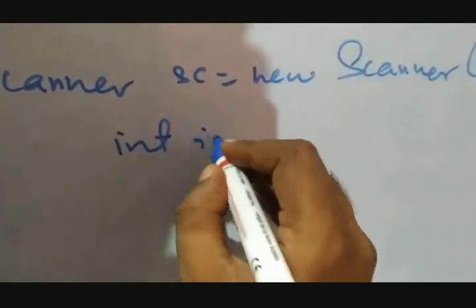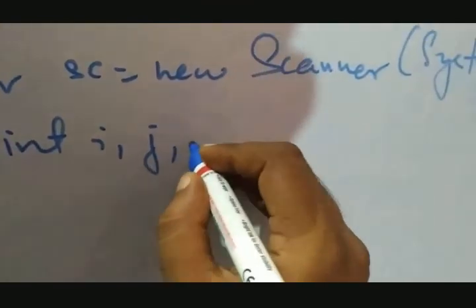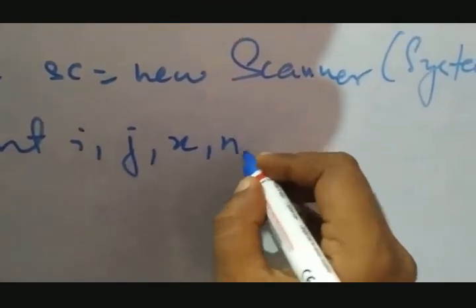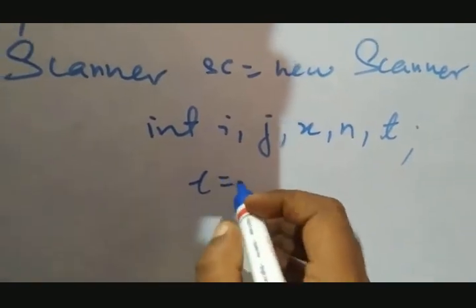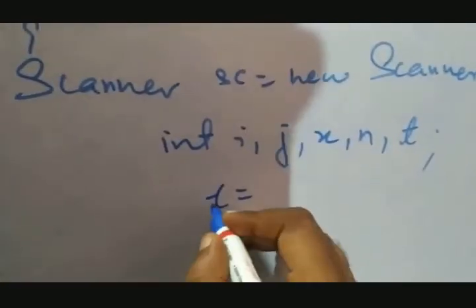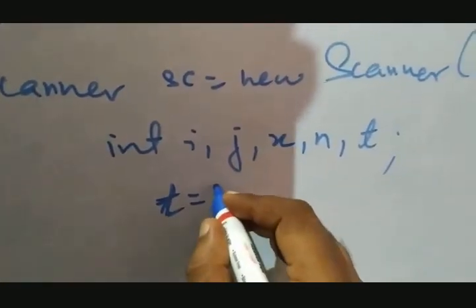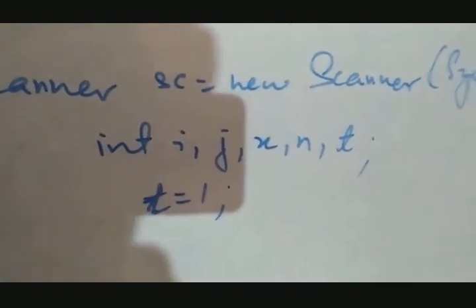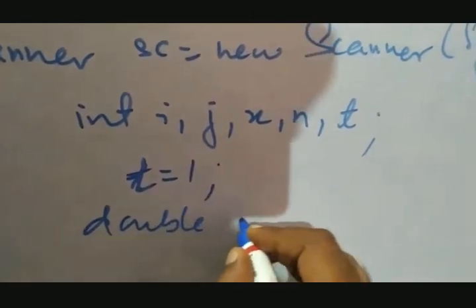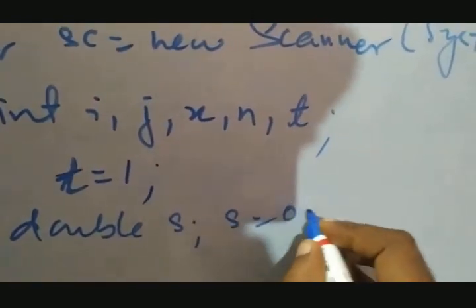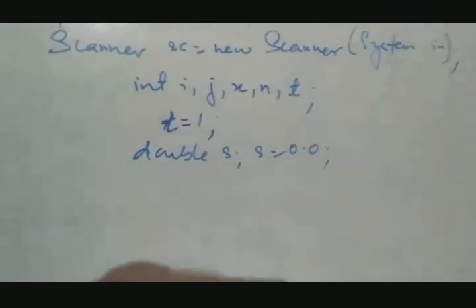So what are the requirements here? You require int I, j, we require x, we require n, and we require a t. Alright. Now here t value is assigned to be positive because t is positive here, so we are going to assign the first positive as a t as a 1, positive 1. Alright. Now double s and s equals to 0.0. Since it's a division, so it's 0.0.